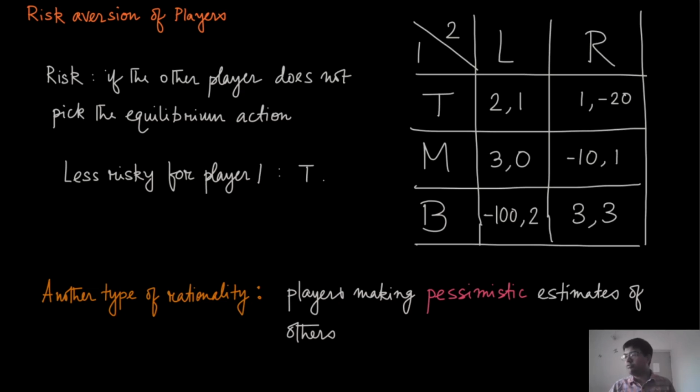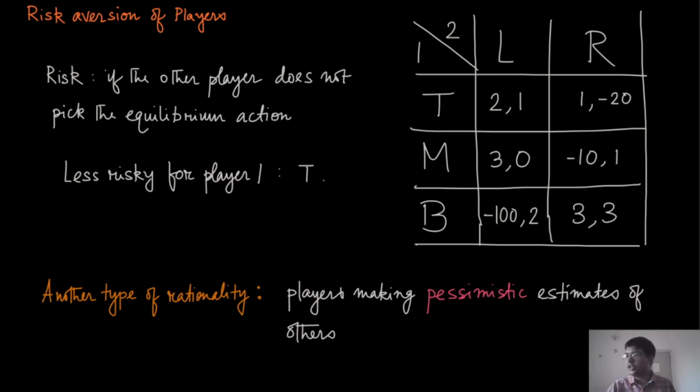Here you have 3 strategies for player 1 and 2 strategies for player 2. If you look carefully, this should be the first exercise: find out if there exists any pure strategy Nash equilibrium, and if it exists, which one is it? So let me give you the answer.